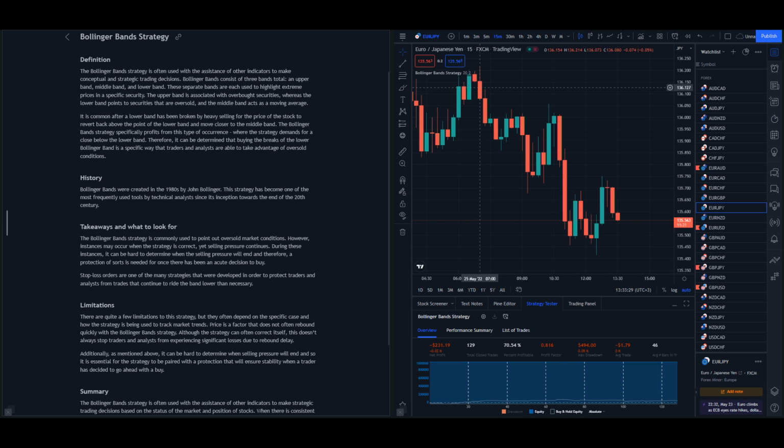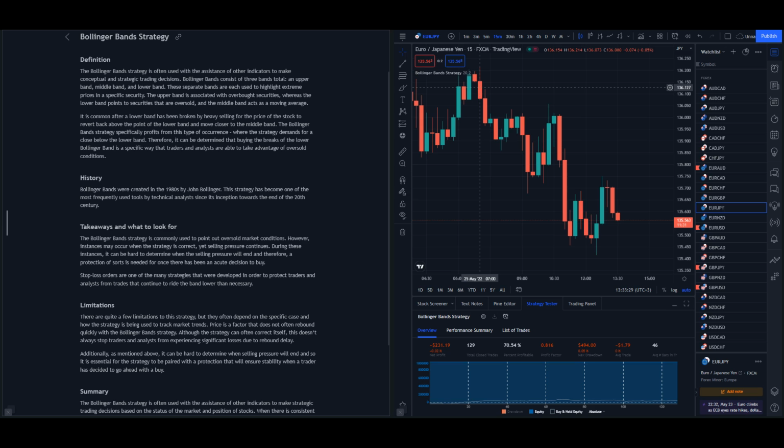Stop-loss orders are one of the many strategies that were developed in order to protect traders and analysts from trades that continue to ride the band lower than necessary. Limitations. There are quite a few limitations to this strategy, but they often depend on the specific case and how the strategy is being used to track market trends. Price is a factor that does not often rebound quickly with the Bollinger Bands strategy. Although the strategy can often correct itself, this doesn't always stop traders and analysts from experiencing significant losses due to rebound delay. Additionally, as mentioned above, it can be hard to determine when selling pressure will end, and so it is essential for the strategy to be paired with protection that will ensure stability when a trader has decided to go ahead with a buy.